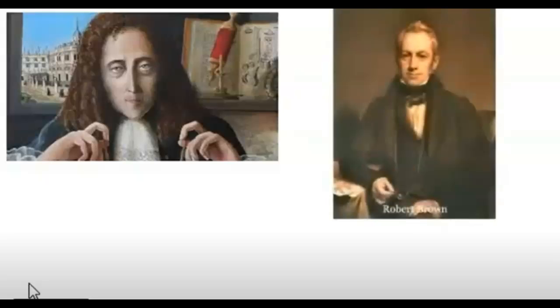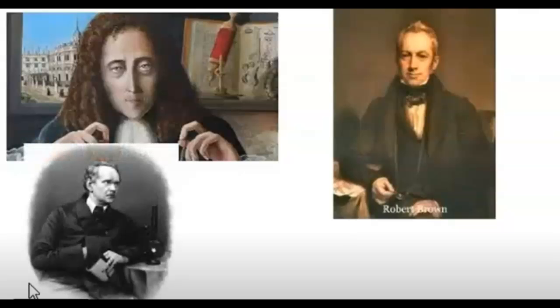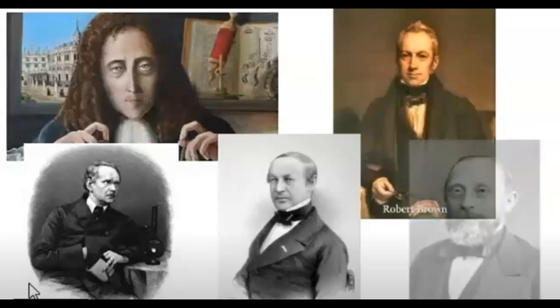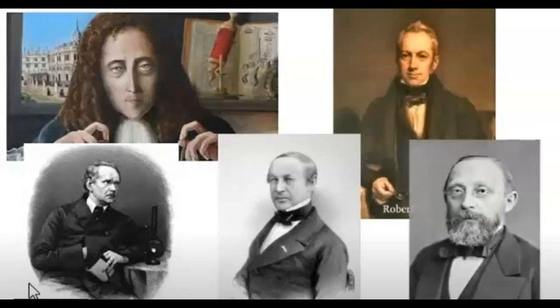Robert Brown in 1838 noted that all plant cells have a nucleus. Matthias Schleiden in 1838, same year, all plants are made of cells. Theodor Schwann in 1839, all animals are made of cells. And Rudolf Virchow in 1855 came to the conclusion that all cells come from other living cells. So the work of these 5 scientists are given credit for the cell theory.